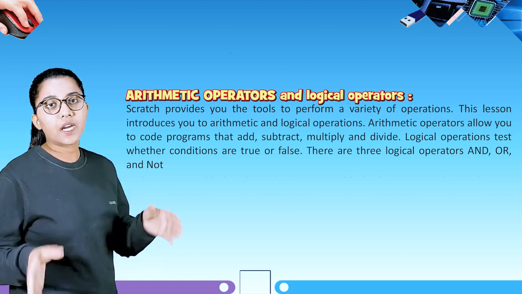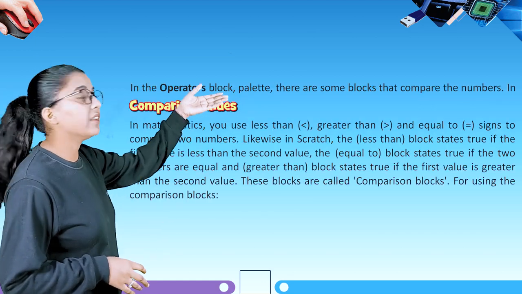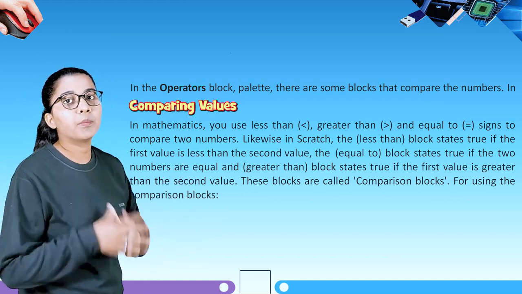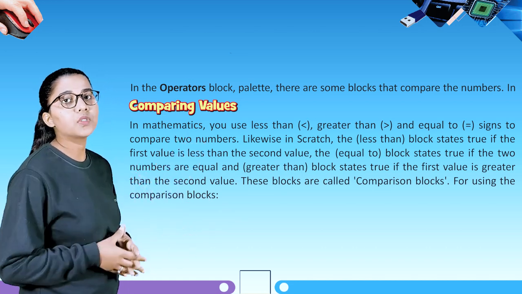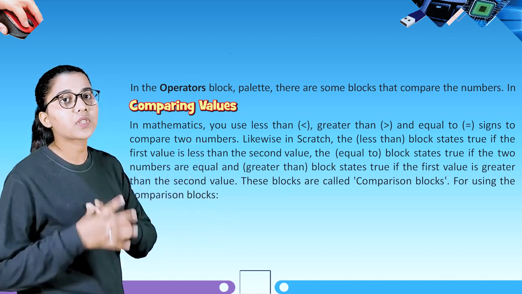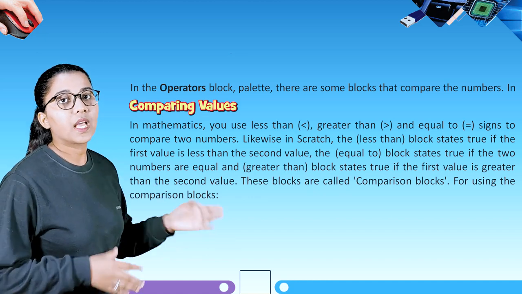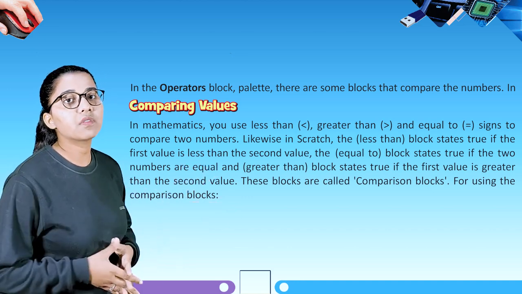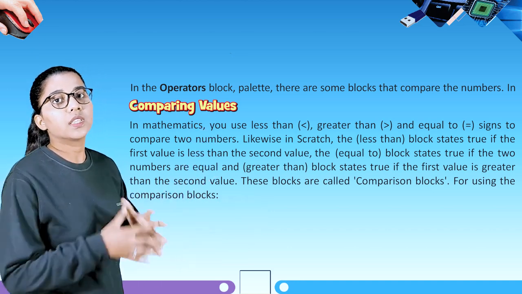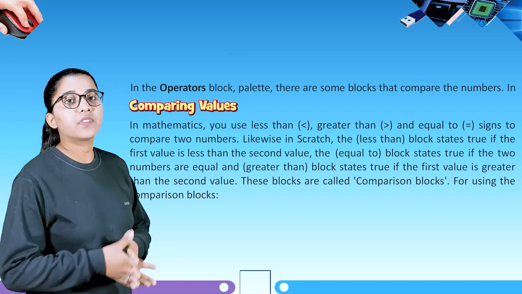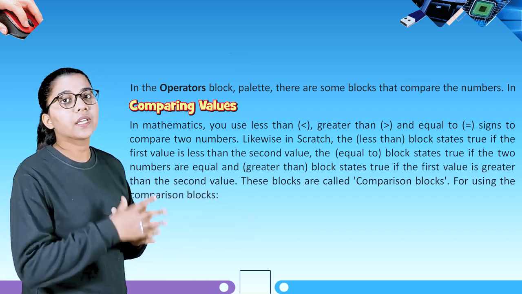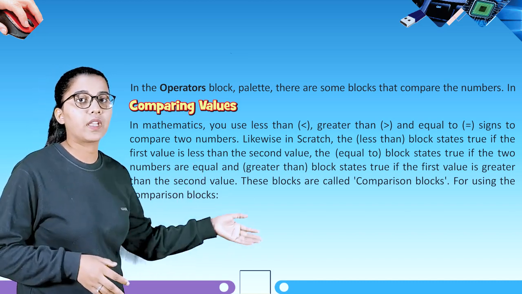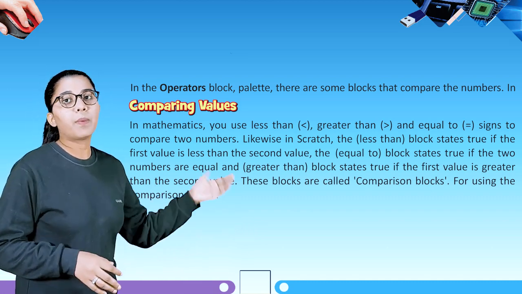So students, let's start our new topic, that is comparing values. In the operators block palette, there are some blocks that compare the numbers. In mathematics, you use less than, greater than and equal to signs to compare two numbers. Likewise, in Scratch, the less than block states true if the first value is less than the second value. The equal to block states true if the two numbers are equal. The greater than block states true if the first value is greater than the second value. These blocks are called comparison blocks.